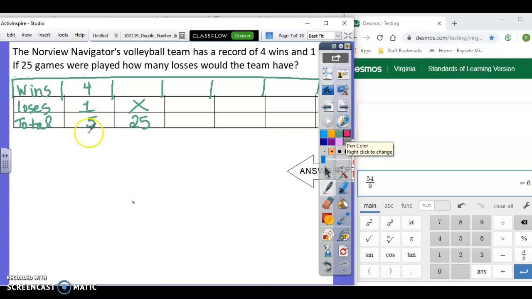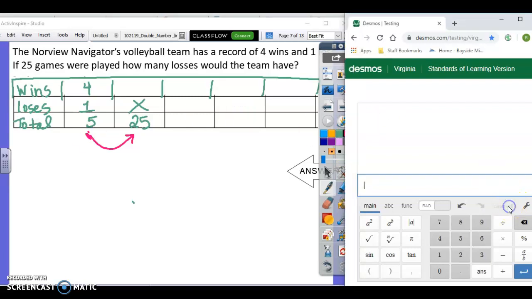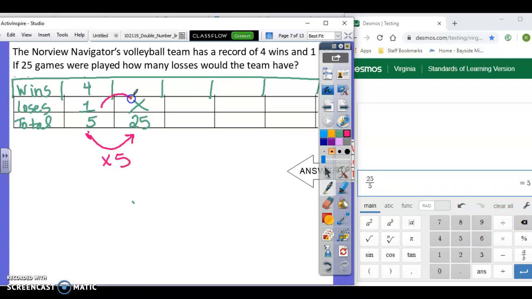So I come down here and I think, okay, how do I go from 5 to 25? And if I don't know, I type it into my calculator. 25 divided by 5. Most of us know that answer, but it's okay if you don't. You have your calculator. And that gives me 5. So I know that 5 times 5 gives me 25. So I come up here and I do the same thing to the number of losses. And I get an answer of 5.